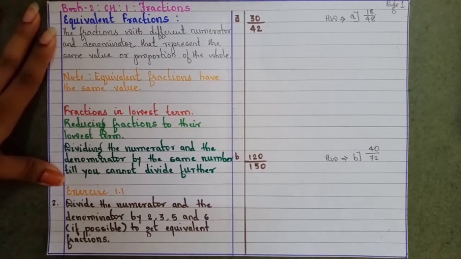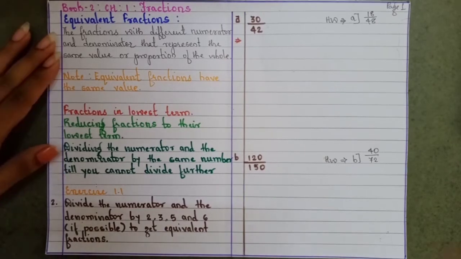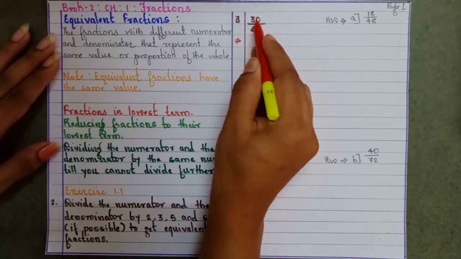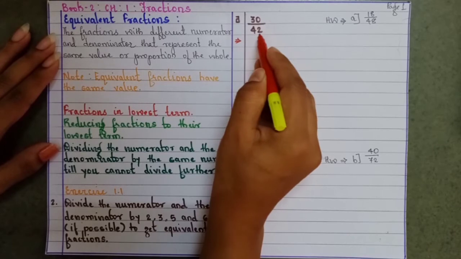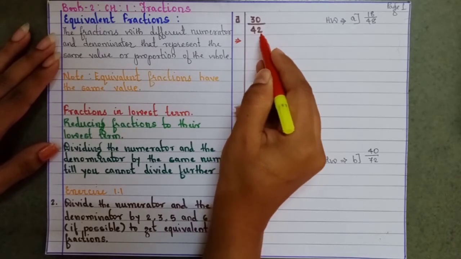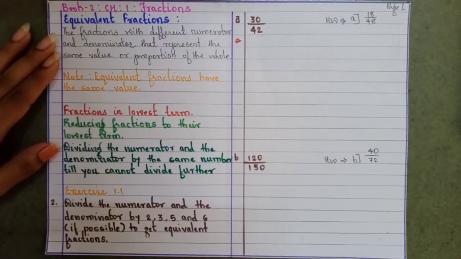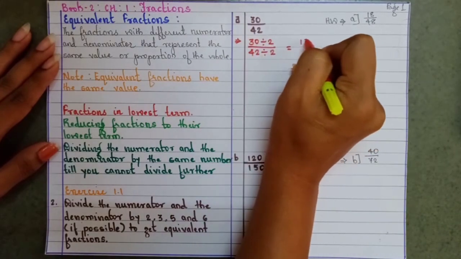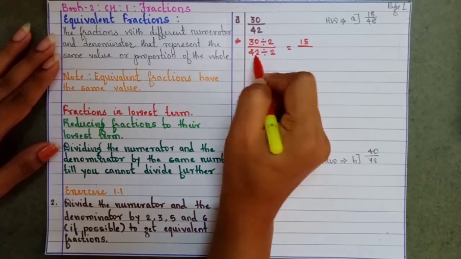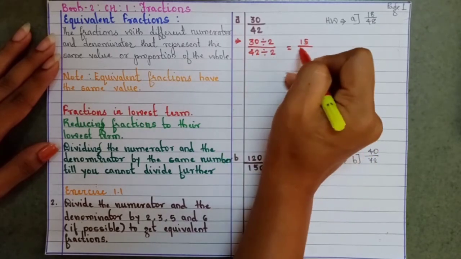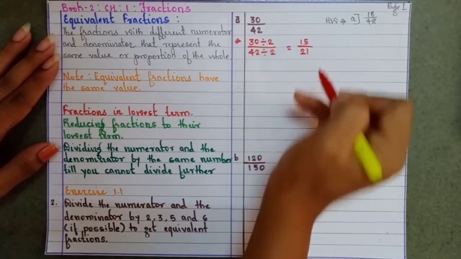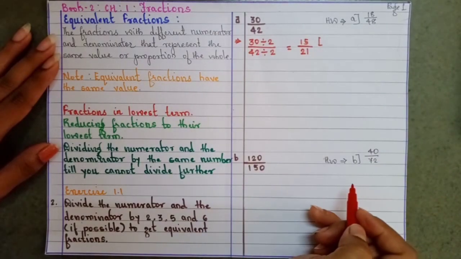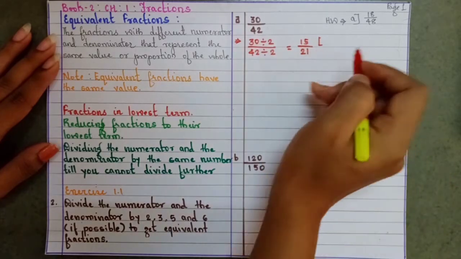Okay, so let's divide by 2 first. If we take the fraction 30 upon 42, 30 ends in 0, it is divisible by 2. 42 ends in 2, which is divisible by 2. Yes, so we can divide by 2. Therefore, when we divide 30 by 2, we will get the answer 15 upon, when we divide 42 by 2, we'll get the answer 21. Okay, so what we did here? We have divided 30 upon 42 by 2. Okay, so no need to mention.